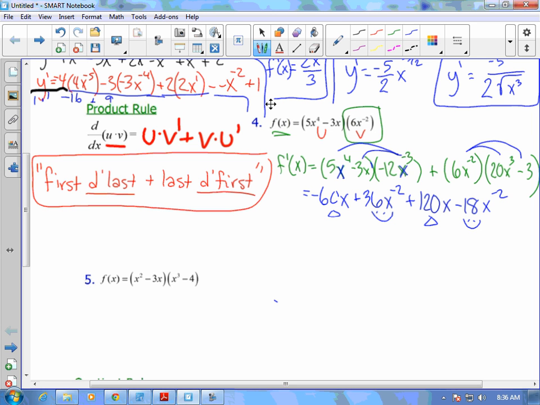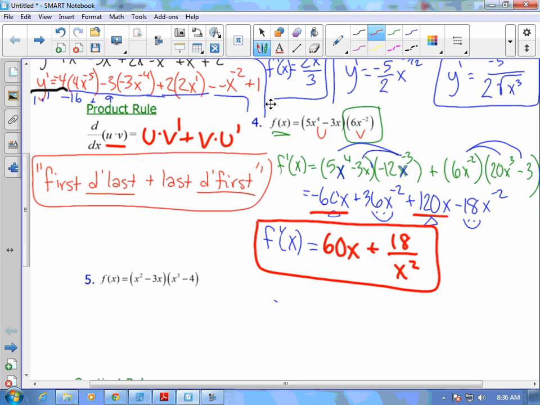Okay, if we're going to write this in standard form, we do it in descending power. Largest exponent first, so I would go with this guy first. Negative 60 plus 120 is 60x. And then 36 minus 18, 18. Positive 18 over x squared. Is that right? By putting it in the denominator? You can also do 18 times 1 over x squared. Okay.